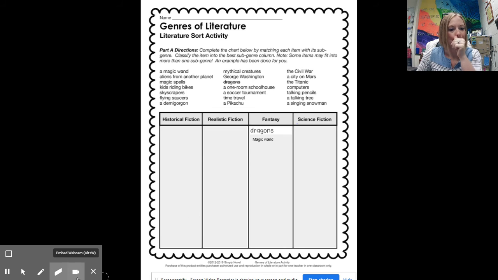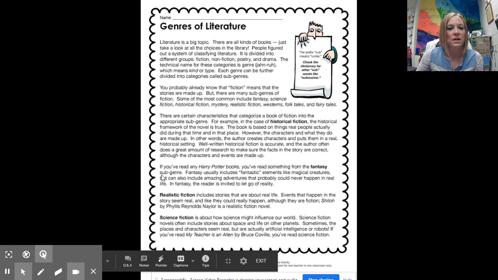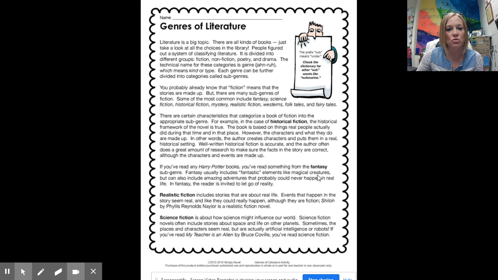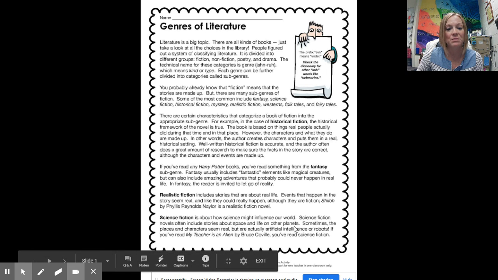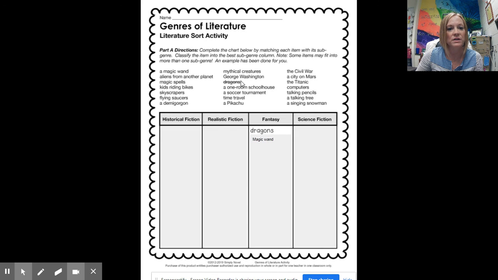If you don't remember what those are, you could go back to the page before, and right here it tells about historical fiction, talks to you about fantasy, magical creatures, realistic fiction, something that could really happen in real life. An example would be Shiloh. Science fiction, again, remember it talks about aliens, robots, space, life on other planets. So if you're not sure, you look back at this page and go over each of those. And then you're simply going to sort each of these into one of these categories: historical fiction, realistic fiction, fantasy, or science fiction.